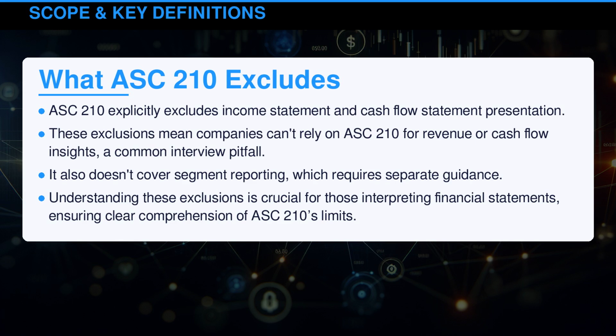ASC 210 explicitly excludes income statement and cash flow statement presentation. These exclusions mean companies can't rely on ASC 210 for revenue or cash flow insights, a common interview pitfall. It also doesn't cover segment reporting, which requires separate guidance. Understanding these exclusions is crucial for those interpreting financial statements, ensuring clear comprehension of ASC 210's limits.